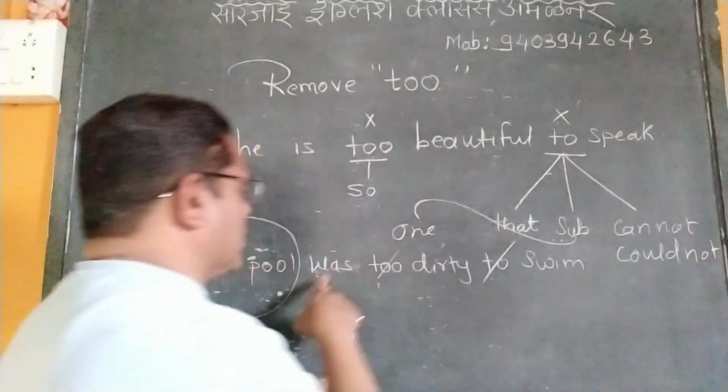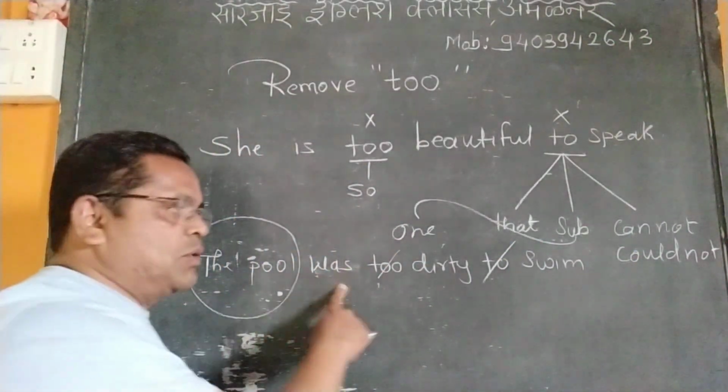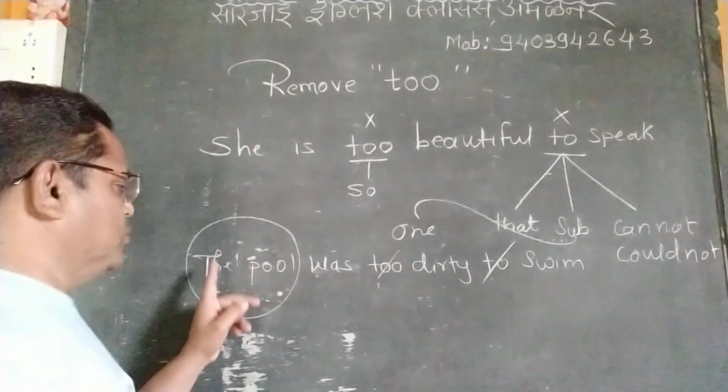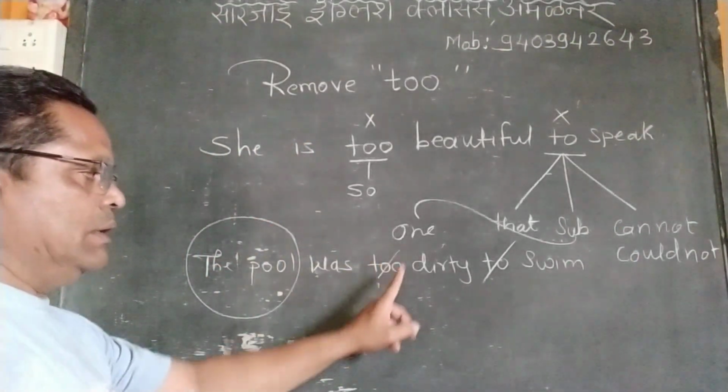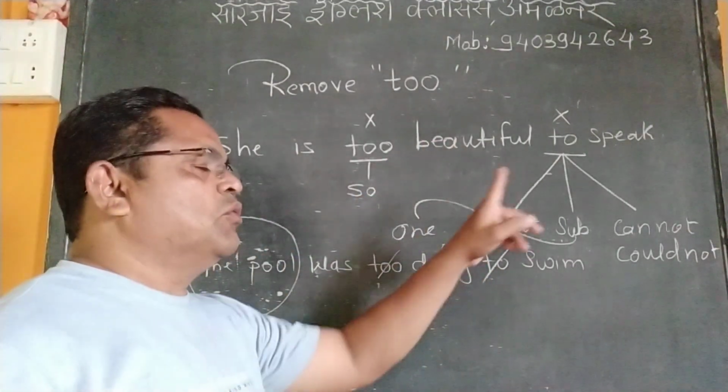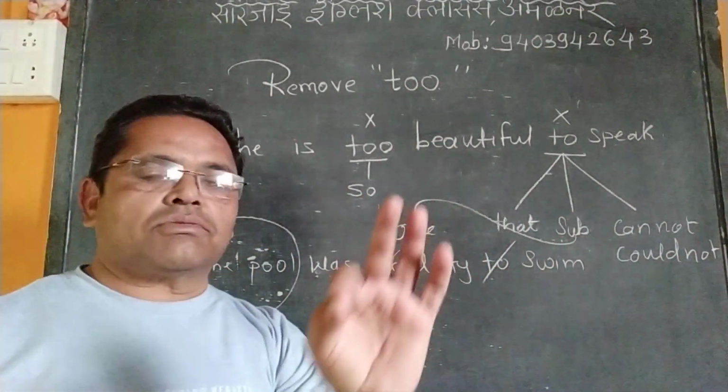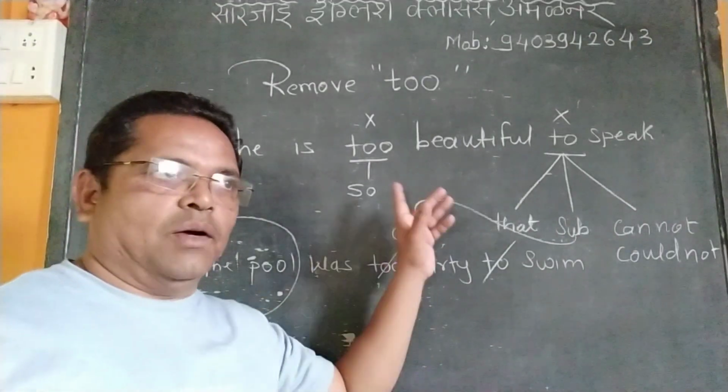Why do we use "could not"? Because here is the past tense, and so we use "could not". The pool was so dirty that one could not swim. How do you understand it?